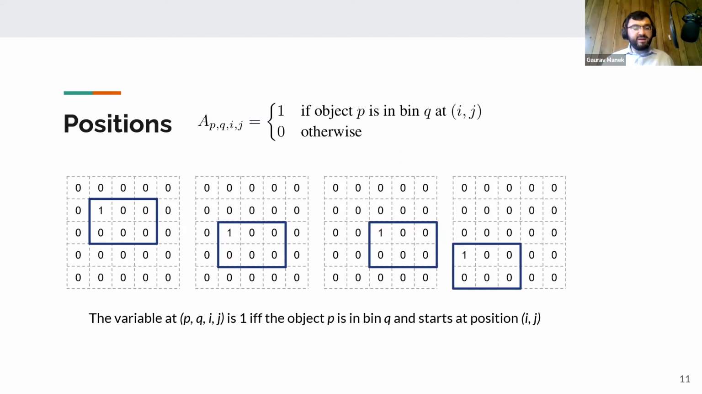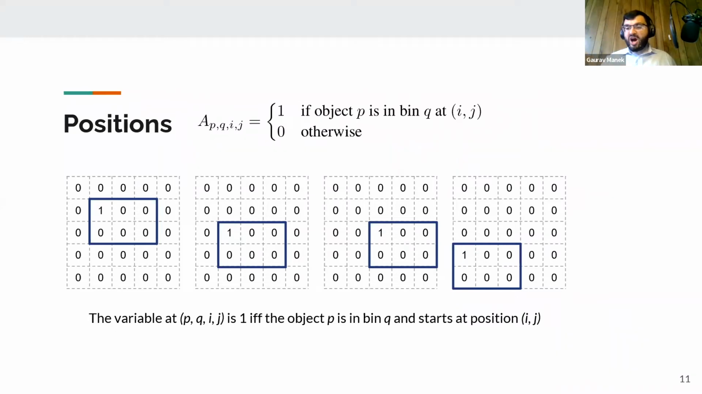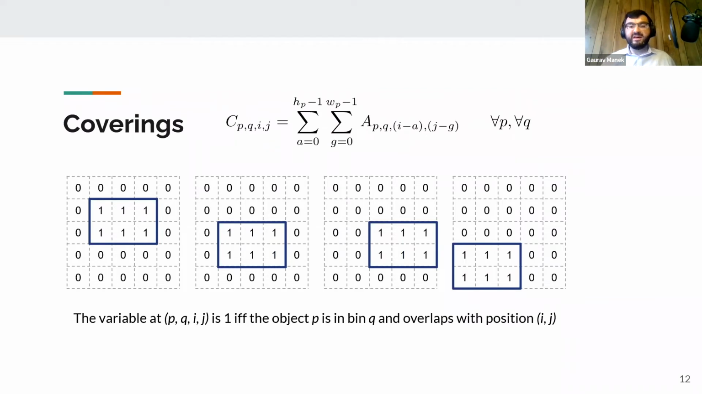So we have one variable for each cell in the positions matrix, and additionally one constraint to enforce this property. Now that we have this, we use the positions matrix to enforce that every object cannot exist outside of the bin, and also to build the coverings matrix. The coverings matrix simply says that the variable at pqij is 1 if and only if the object p at bin q overlaps with position i and j, meaning if any part of the object occupies cell i and j.